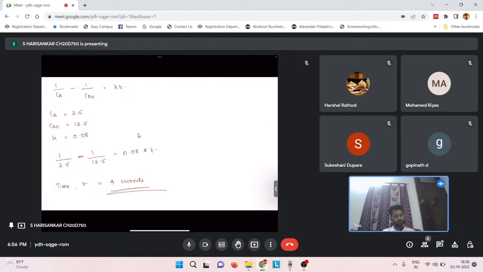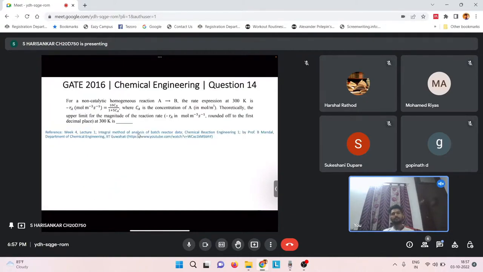Good. We'll look into one more question. It's a question based on our pseudo shifting order reaction. So we just learned about the shifting order reaction, how the reaction order can change with respect to the concentration of the reactant. So this question is based on shifting order reactions. Just go through this question and we'll see how we can solve it.